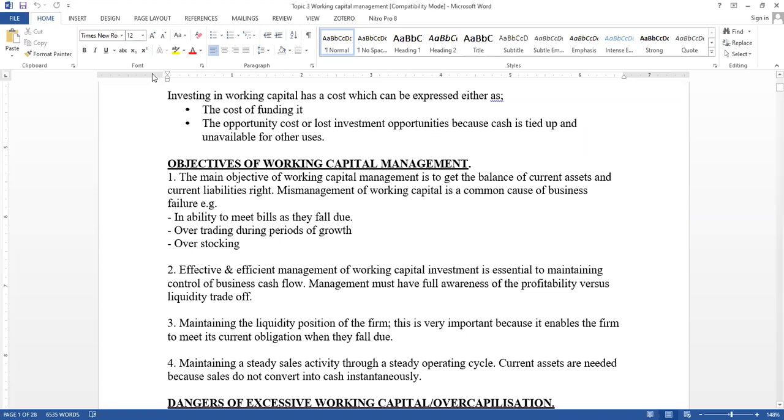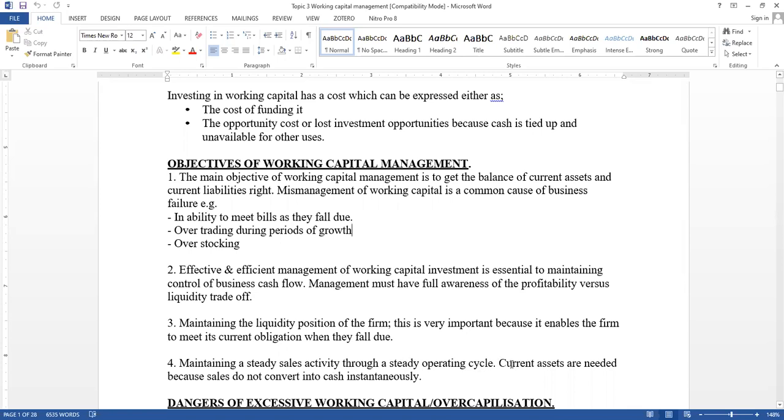Then also another objective is to maintain liquidity. This one we have already talked about, so I will not dwell very much on it, because you need the liquid resources to meet your obligations when they fall due. Then maintaining a steady sales activity through a steady operating cycle.